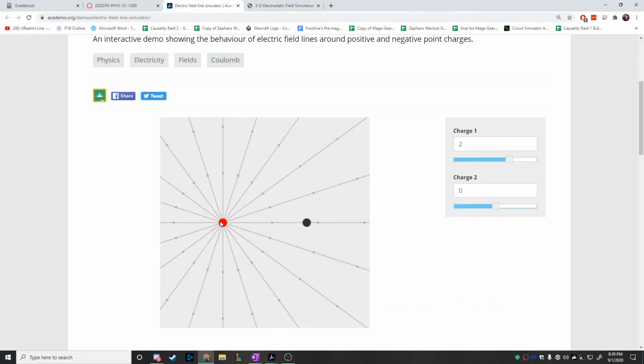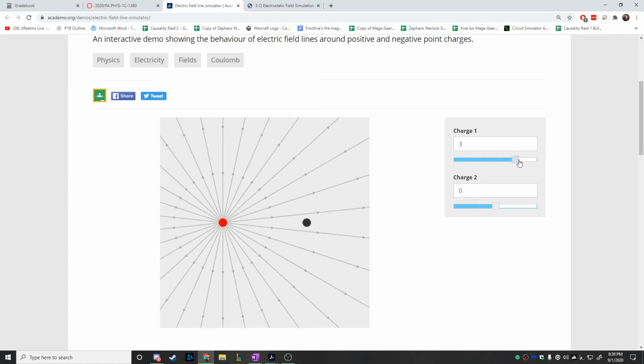But encoded within the number of lines is the field strength, as you guys said. Because if I look at a region right here, really close to the charge, I see the lines are extremely close to each other. And the fact that they're so densely packed means the electric field must be very strong in this region, or else you wouldn't have so many lines there. Compare that to out here, where the field lines are very spread out, right? So that's one of the things that we can say about this.